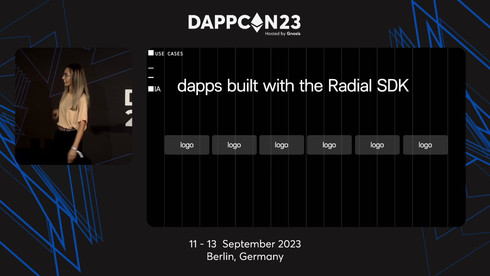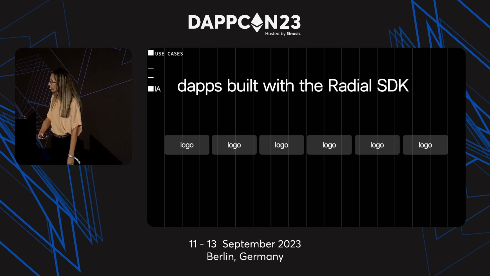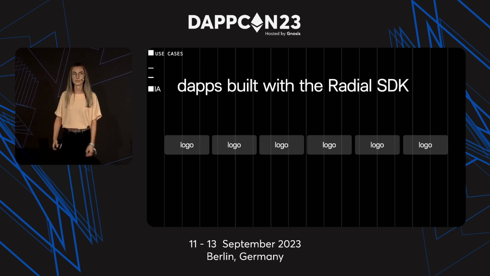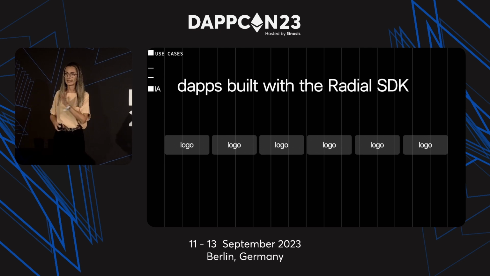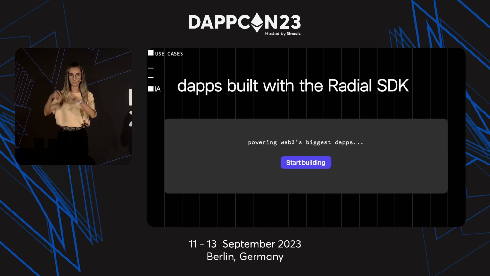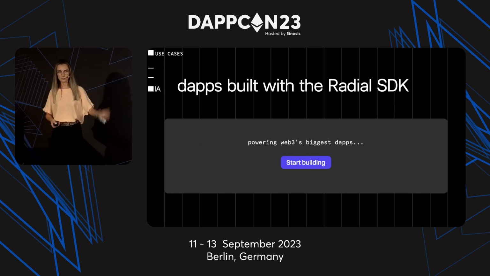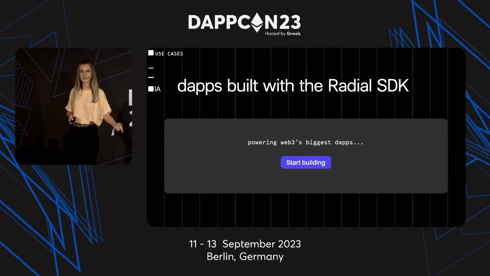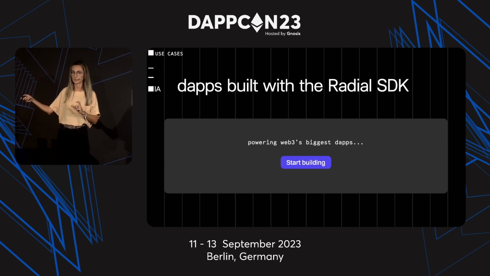The next section is dApps built with Radial SDK. So usually people do what? Logo, logo, logo, logo. Another case is just a big image with some logos and "thousands of apps are using our SDK. Start building," and again, a link to the docs. So that will work only if you have a particular link to the app marketplace powered with your documentation.